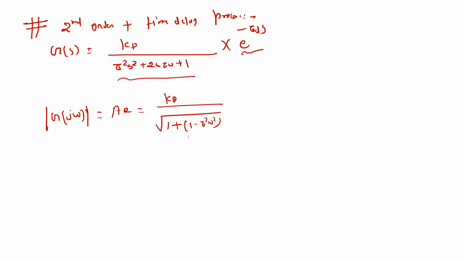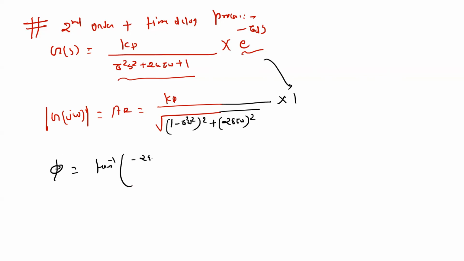Fine. This was the case, and multiplied with the amplitude ratio of the delay term, which is 1. And the angle phi is equal to what? Tan inverse of minus 2 zeta tau omega divided by 1 minus tau square omega square, minus 180 degree divided by pi into tau d omega, where for tau d we have to substitute only the magnitude.